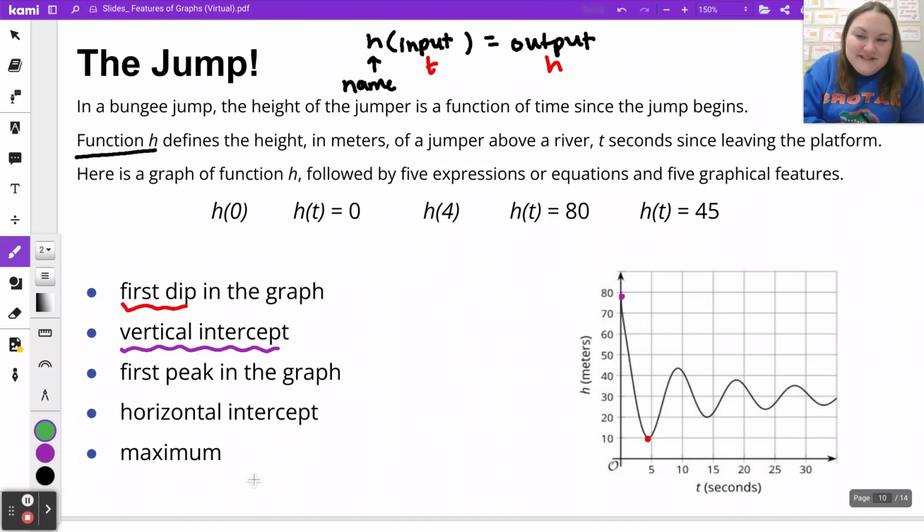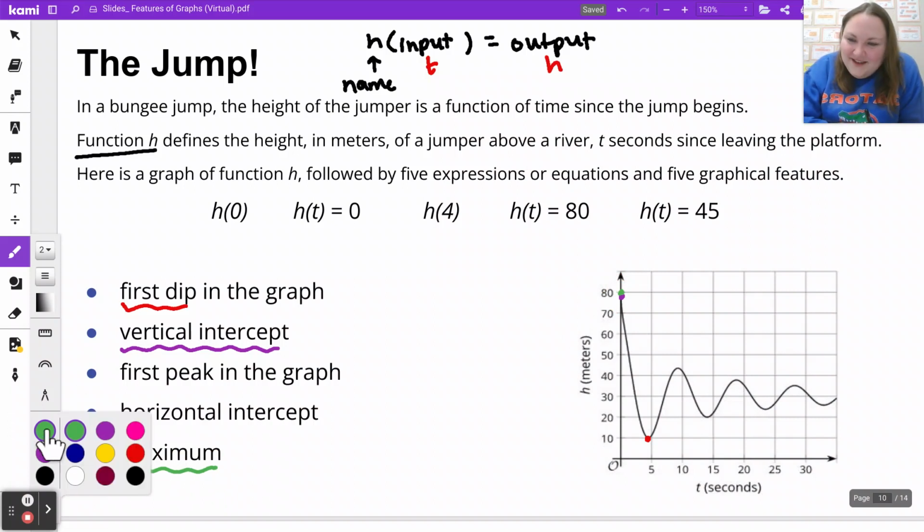When I teach this in person, this is usually the most confusing part for students: the vertical intercept also happens to be our maximum. Both of those are in that same spot right there. So I'm just going to put those two dots right next to each other.